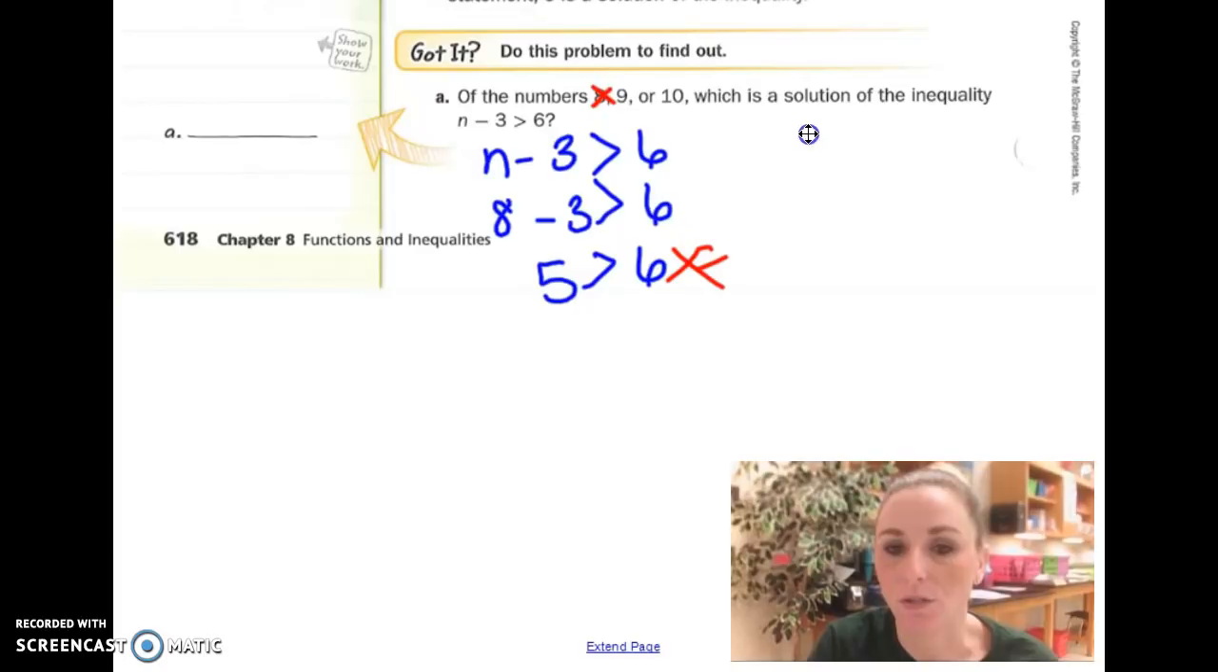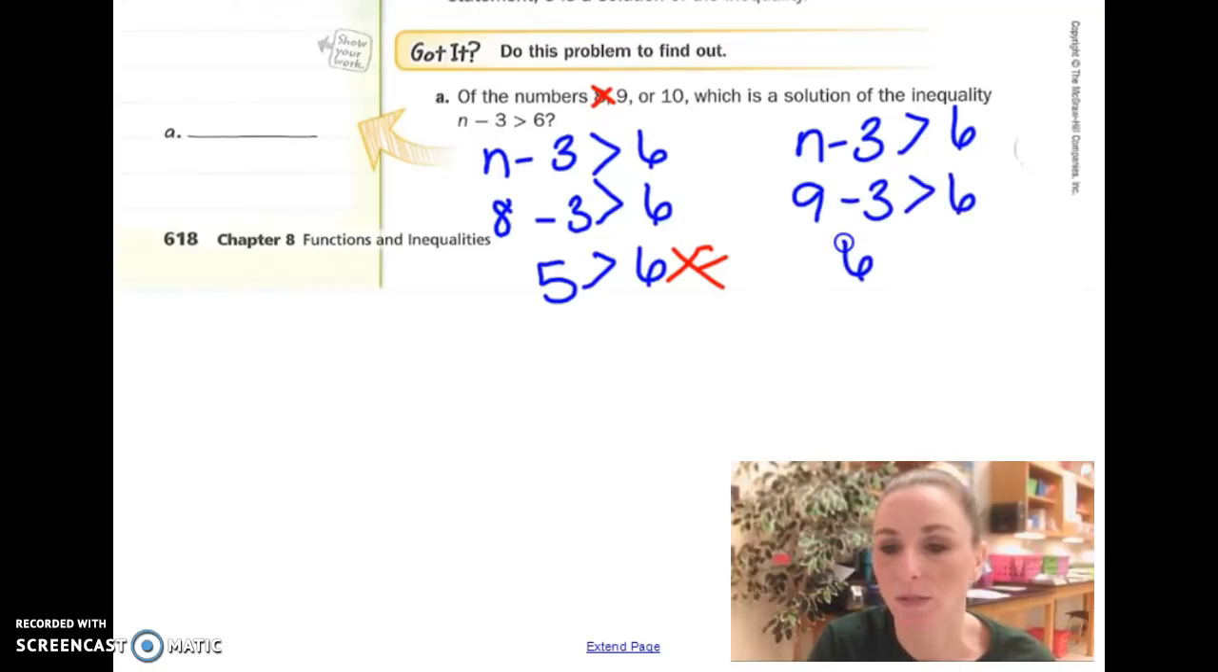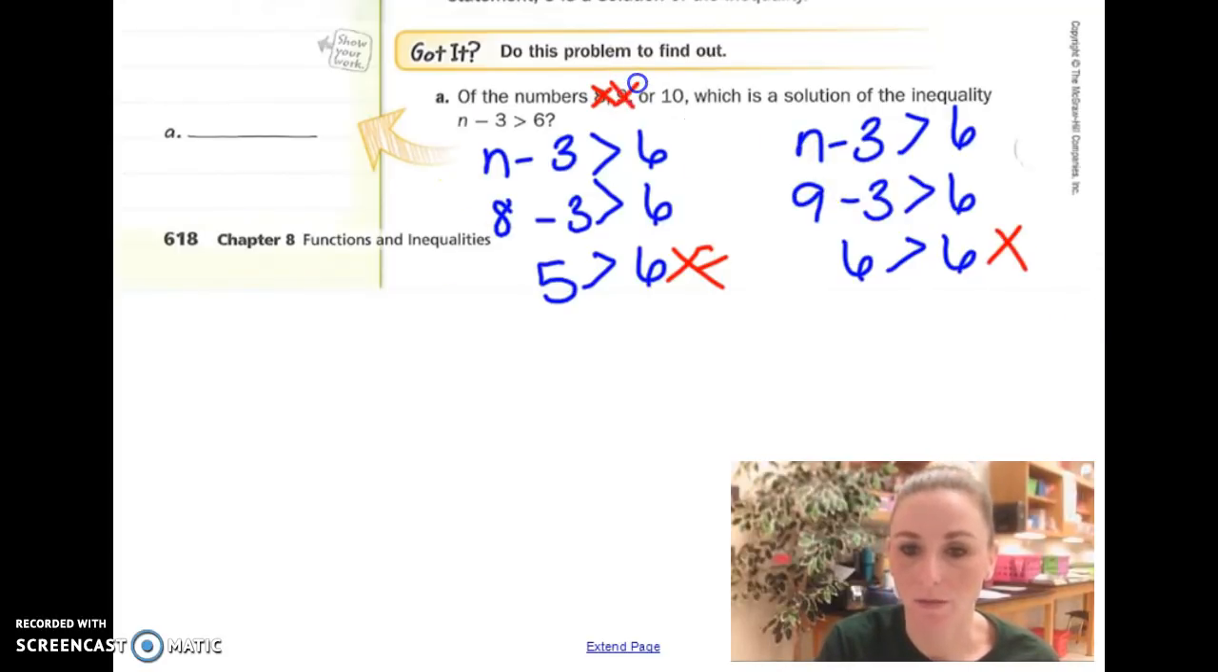So we are going to do n minus 3. We're going to go back and rewrite our problem all the time, just like when we were doing our equations. So we replace the n with 9. 9 minus 3 is greater than 6. 9 minus 3 is 6. Is 6 greater than 6? Nope. That statement is not true. So that does not work.